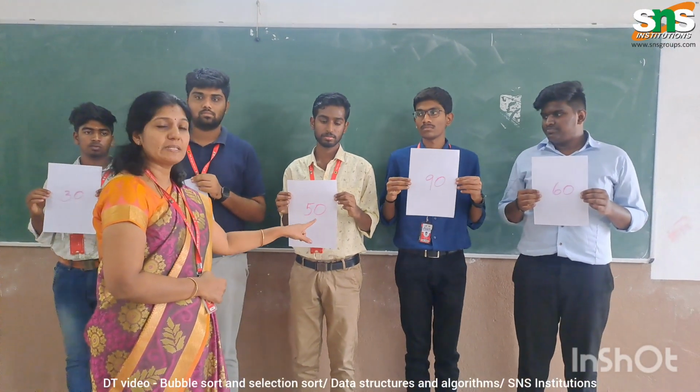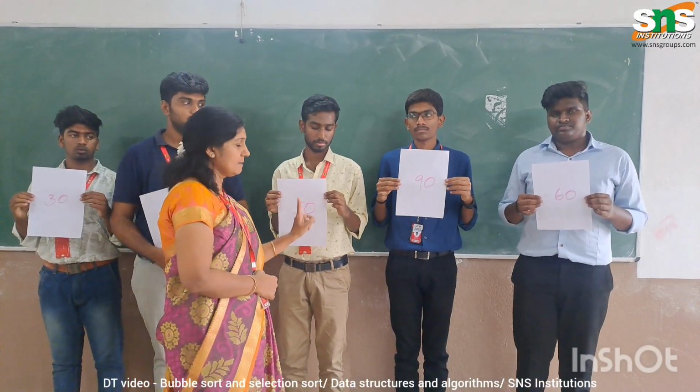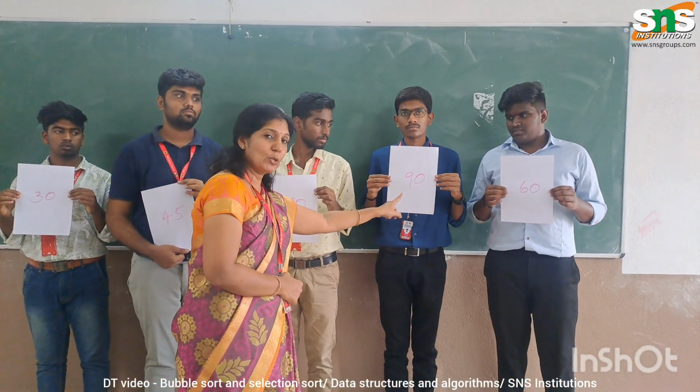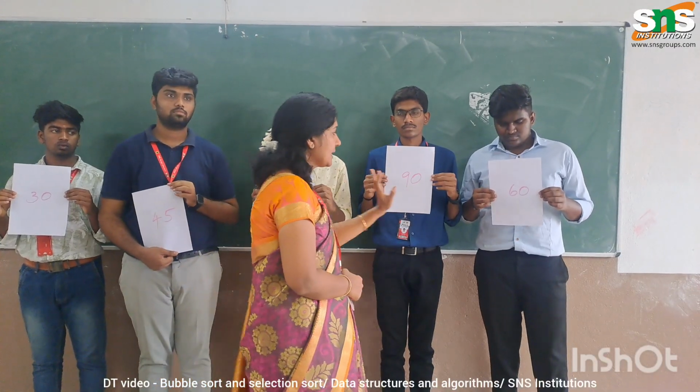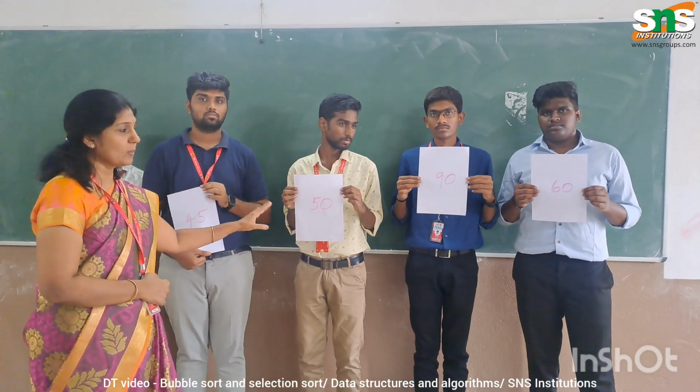Now 50 is going to be the smallest element. We assume this is the smallest and compare it with 90. 50 remains the smallest. And comparing with 60, 50 remains the smallest. Now it is in order.